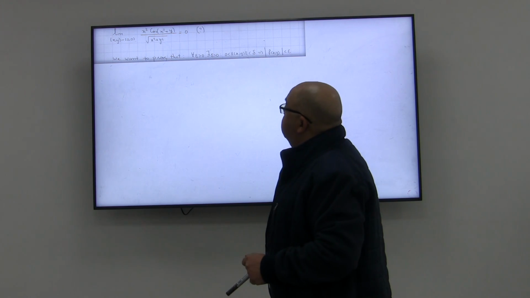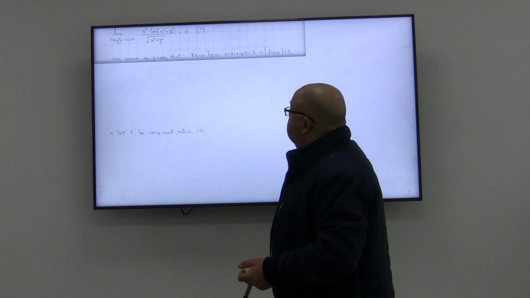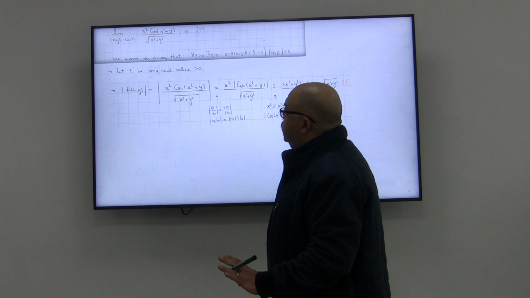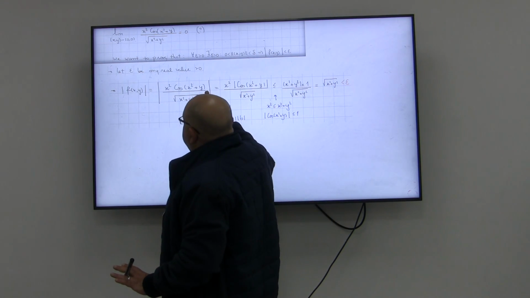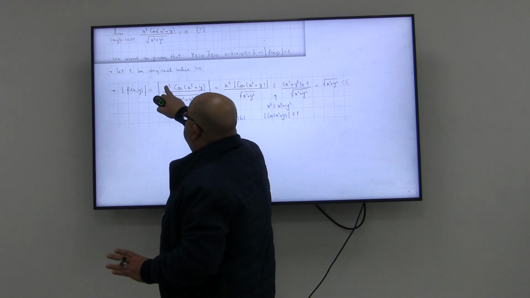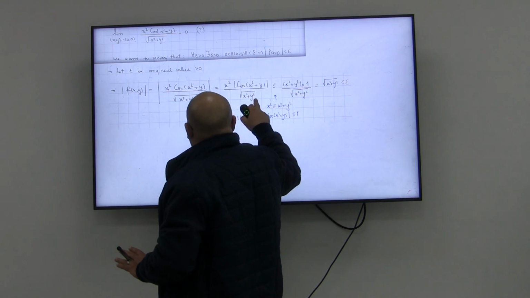That's another problem. I will solve it with the definition. I did exactly as we used to do. This is the function minus 0. So I will try to simplify. This is going to be x squared. That's going to be the root of x squared plus y squared.